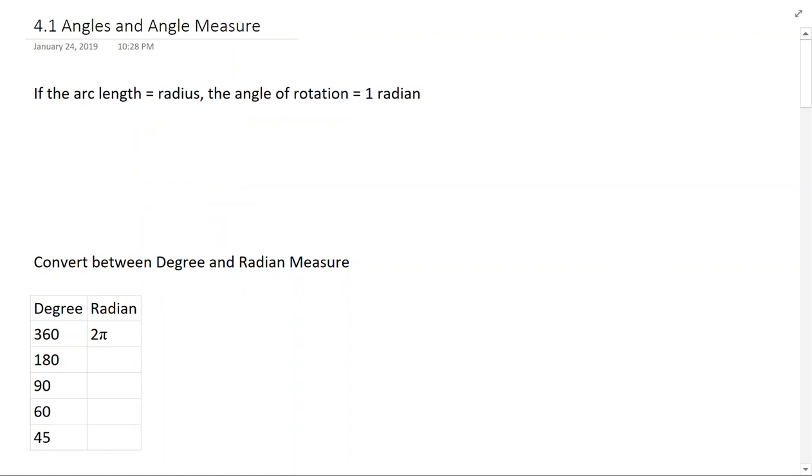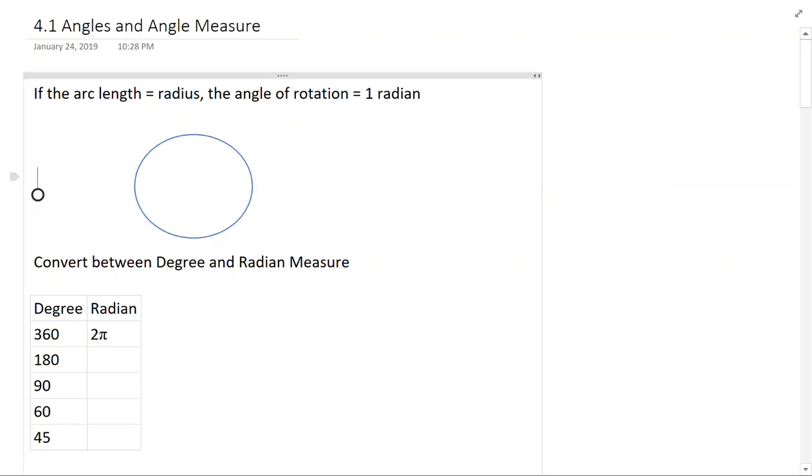It's a really shaky circle. Maybe this is a better shaped circle. So if we have a circle, still not the best circle, and from the middle to the side is a radius. And if we have some angle here, and that arc length, I'm just gonna color it blue, and if this arc length right here is also the same length as the radius, then that angle is what we call a radian.